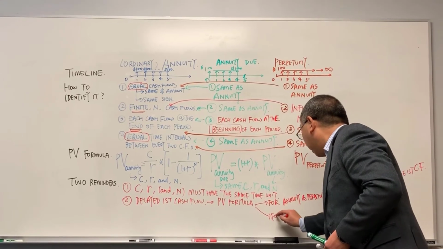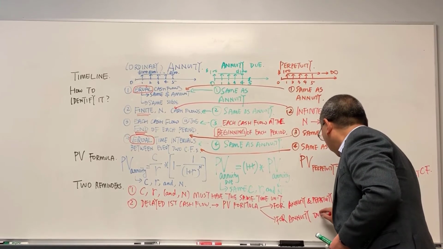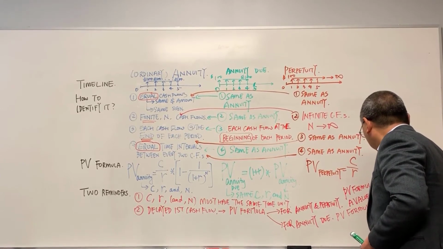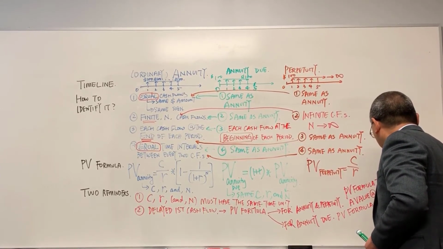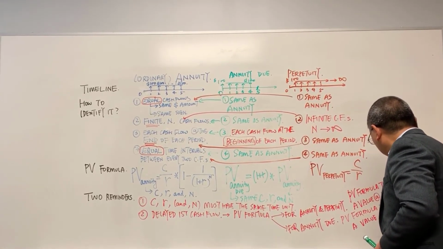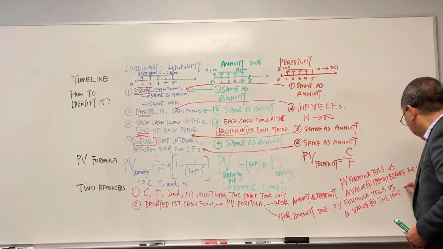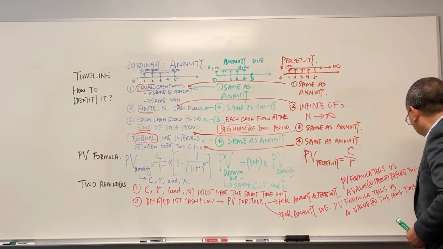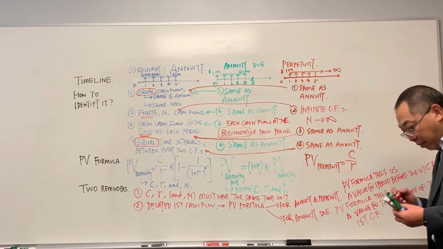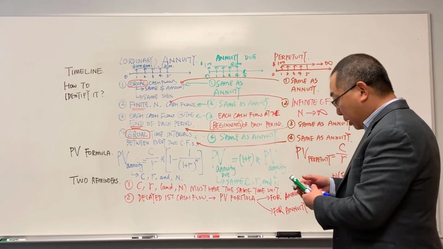For annuity due, the PV formula tells us a value at the same time as the first cash flow. I'll draw the example for you.